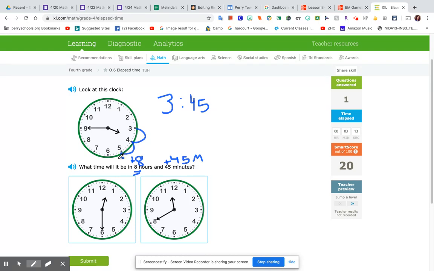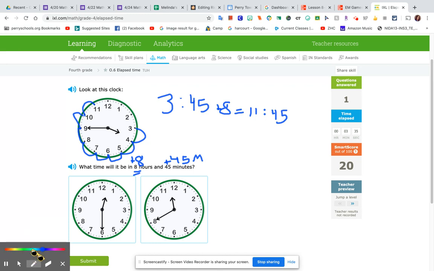2 hours later, 3 hours later, 4 hours later, 5 hours later, 6 hours later, 7 hours later, 8 hours later, I'm at 11:45. Holy cow, that's almost noon. Oh yeah, I'm going to get to noon because I'm going to add 45 minutes.